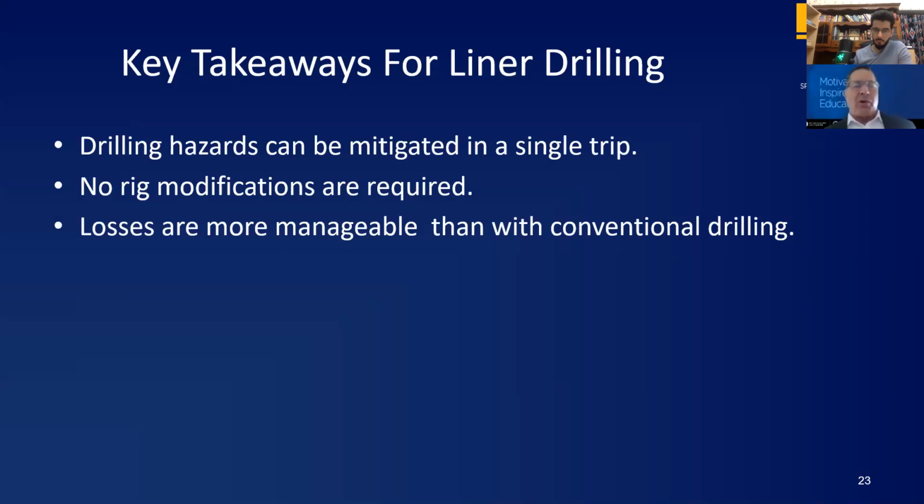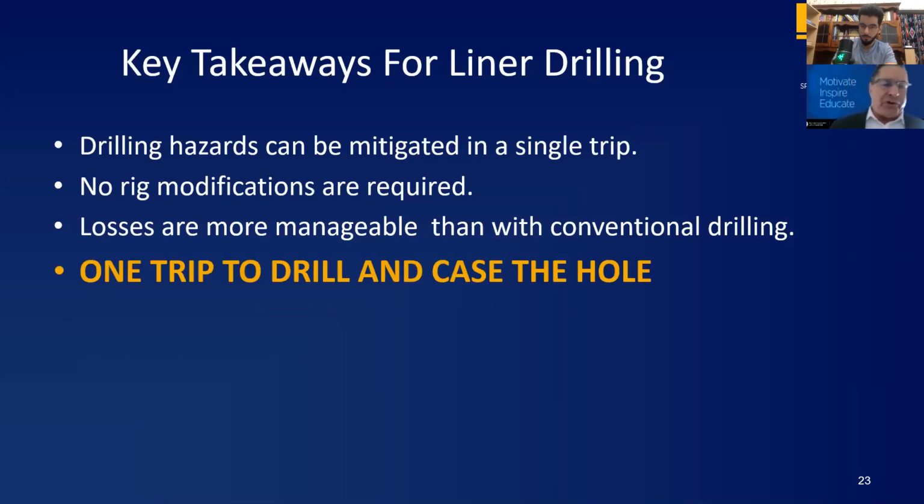Losses are a whole lot more manageable than with conventional drilling, as I've just shown. Why is that? Because you've got a tighter proximity between the casing and the hole size it's being drilled in. And through that smearing effect and the close proximity, you have less fluid losses down the annular side than you would in a conventional application. And one trip to drill and case the hole.